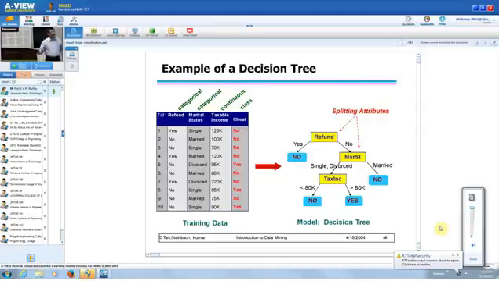And then, if the marital status is married, it is decided that you are not a cheat. Right? So a married person means he will never cheat. So even though you don't have a refund status here, if you are married, you are not a cheat.